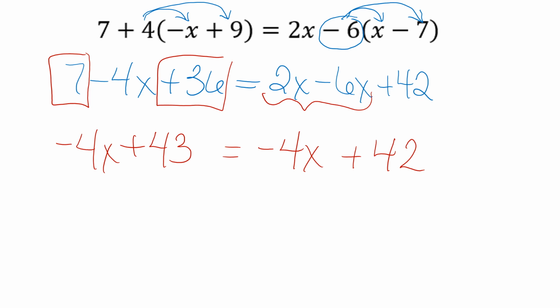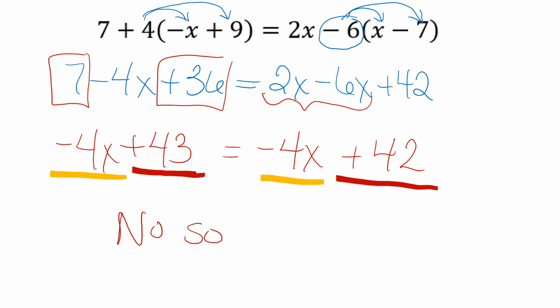So at this point, I want to look at my variable terms. They are both negative 4x, so I know I either have a no solution or an infinitely many solutions equation. Look at your constant terms. One of them is 43, the other is 42. Since they are not the same, that lets you know this is a no solution equation.